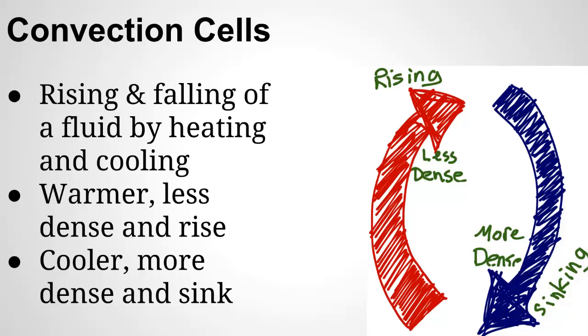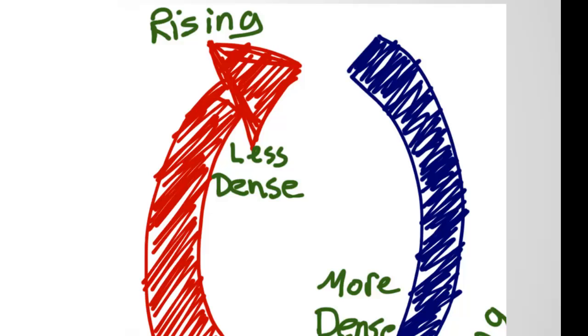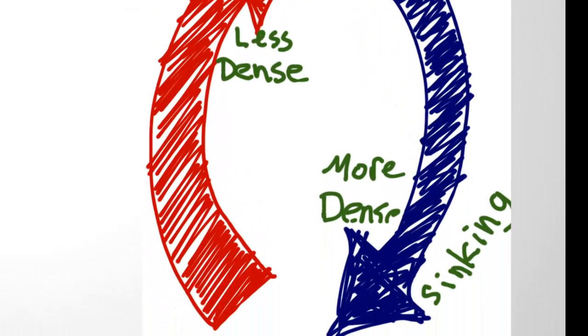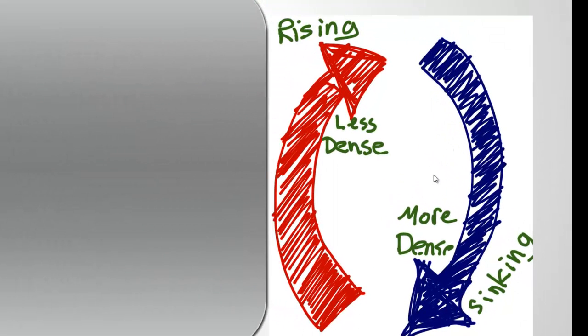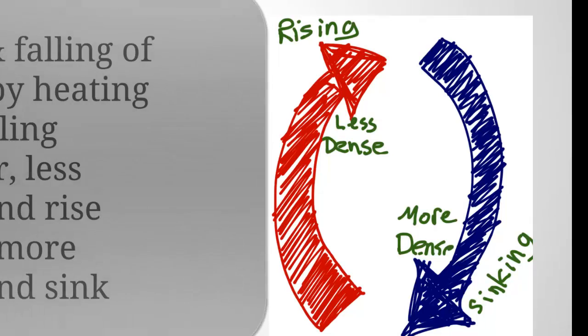The warmer, less dense fluid wants to rise because it is less dense, and the cooler, more dense fluid wants to sink because it is more dense. And this kind of cycle motion of the rising and falling creates what we call these convection cells. Convection cells can be found in many examples in nature, both in the atmosphere and in our mantle. Convection cells are also found in water.